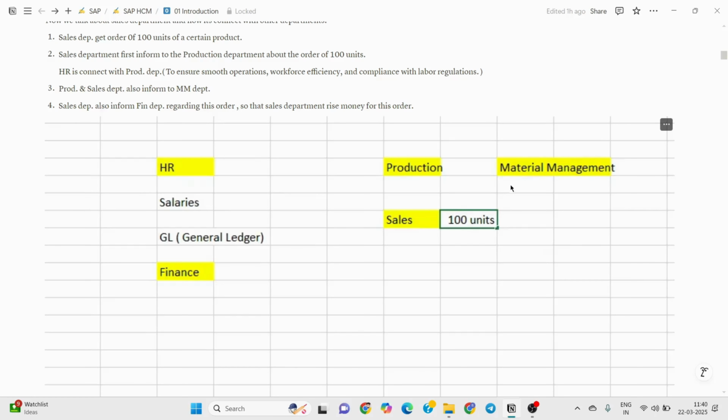These things are required for manufacturing these 100 units of product. So the production department informs material management, and if you want material, then you pay for that material. The sales department also informs the finance department, and the finance department raises money. This money is used to purchase all the raw materials, all the inventory, or the investment for these 100 units of product. This way, all these functions of a business are interlinked with each other.